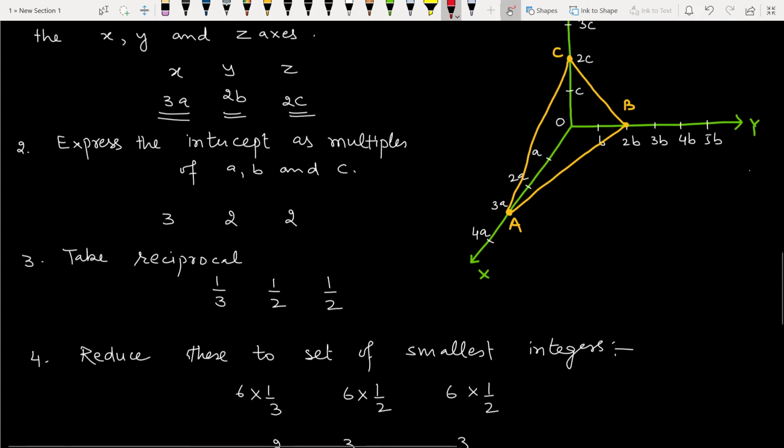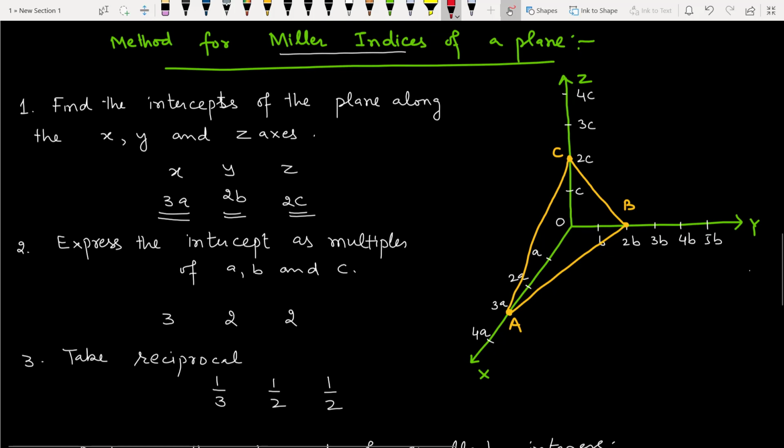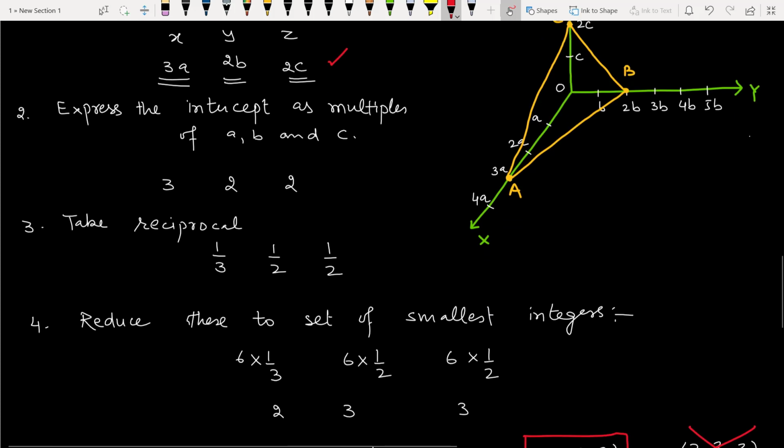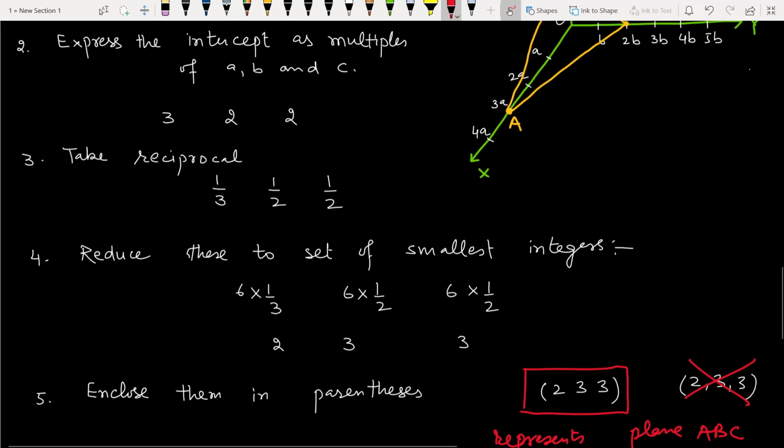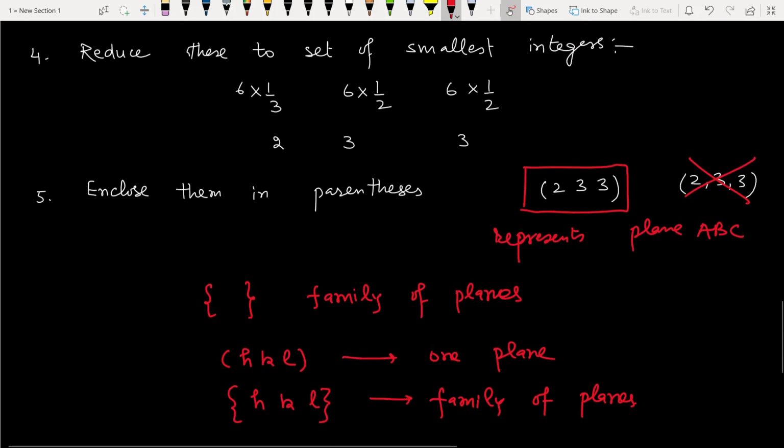So now we repeat the steps again. Firstly, write the intercepts of the plane. Remove ABC, simply write multiples. Then take reciprocal. Reduce to smallest integers. And enclose them in round brackets. So this is how we represent planes and families of planes: planes with round brackets, families of planes with curly brackets, using Miller indices.